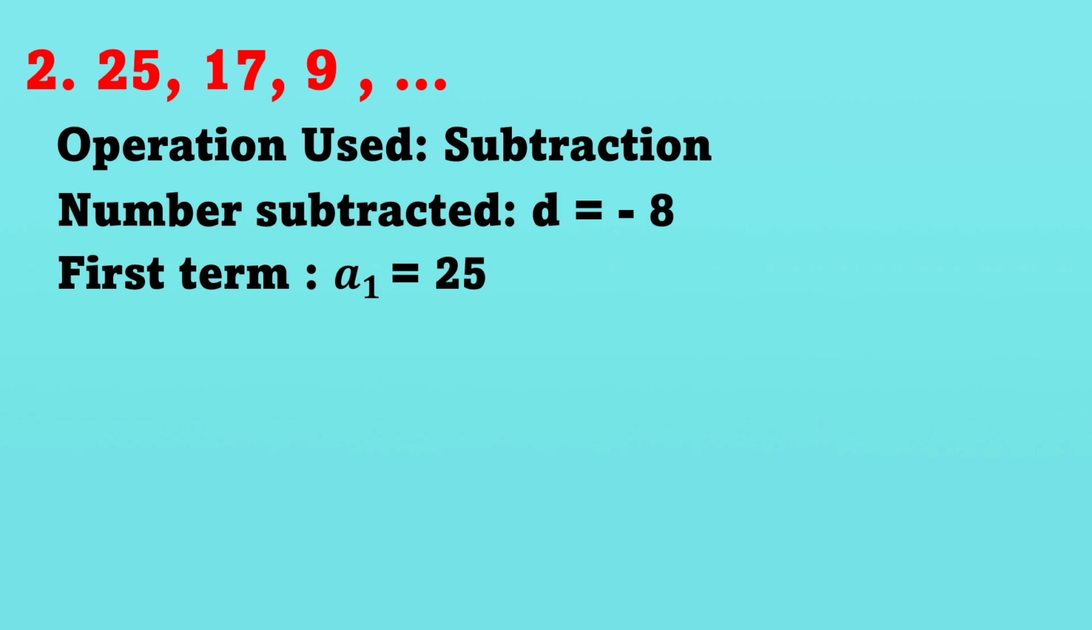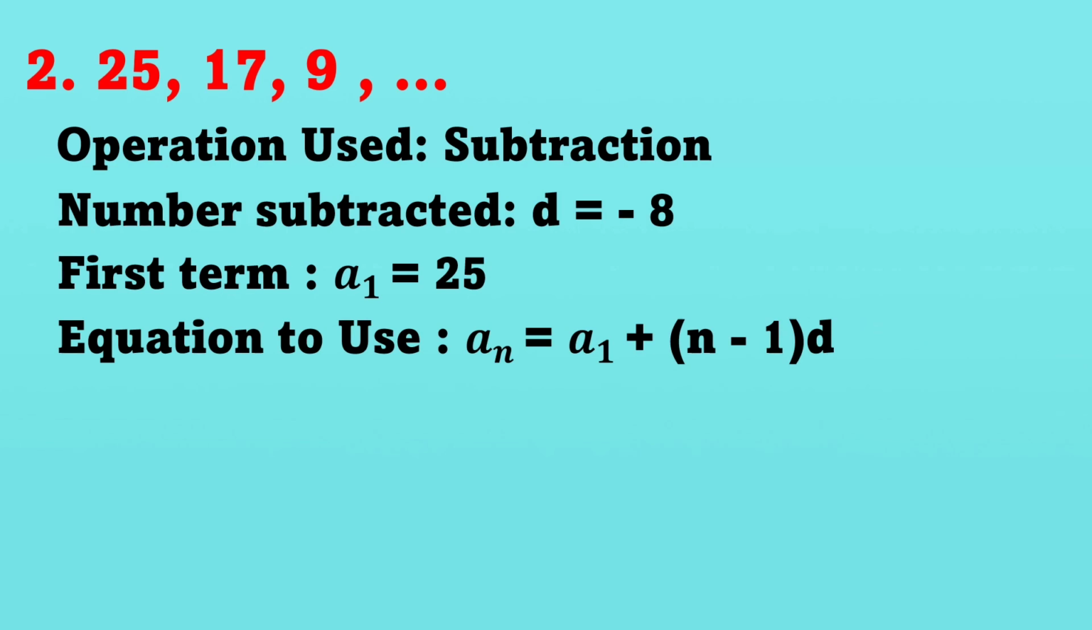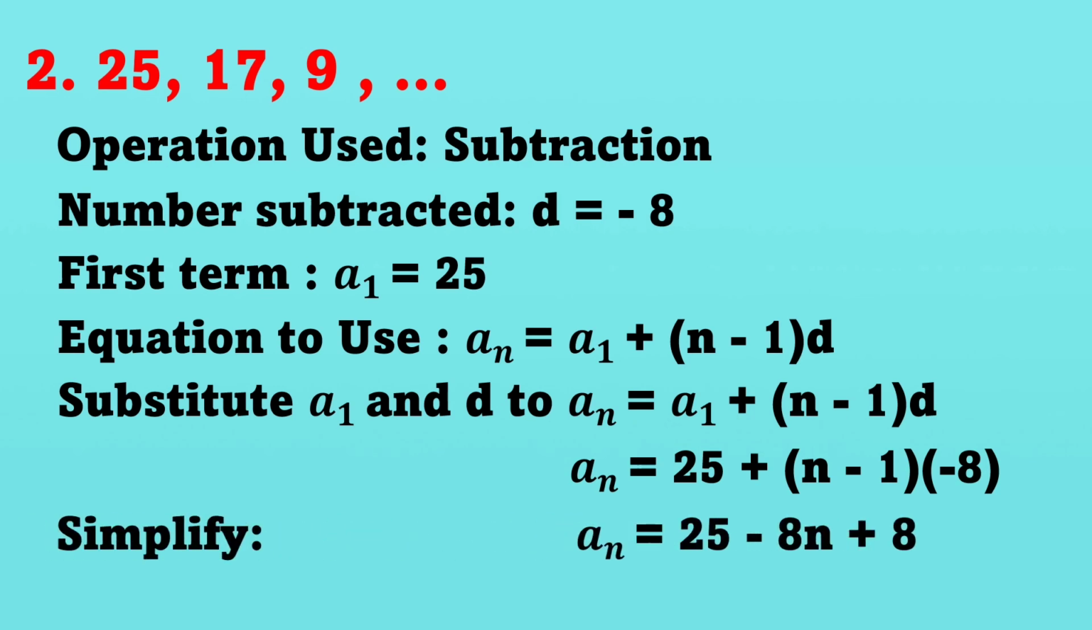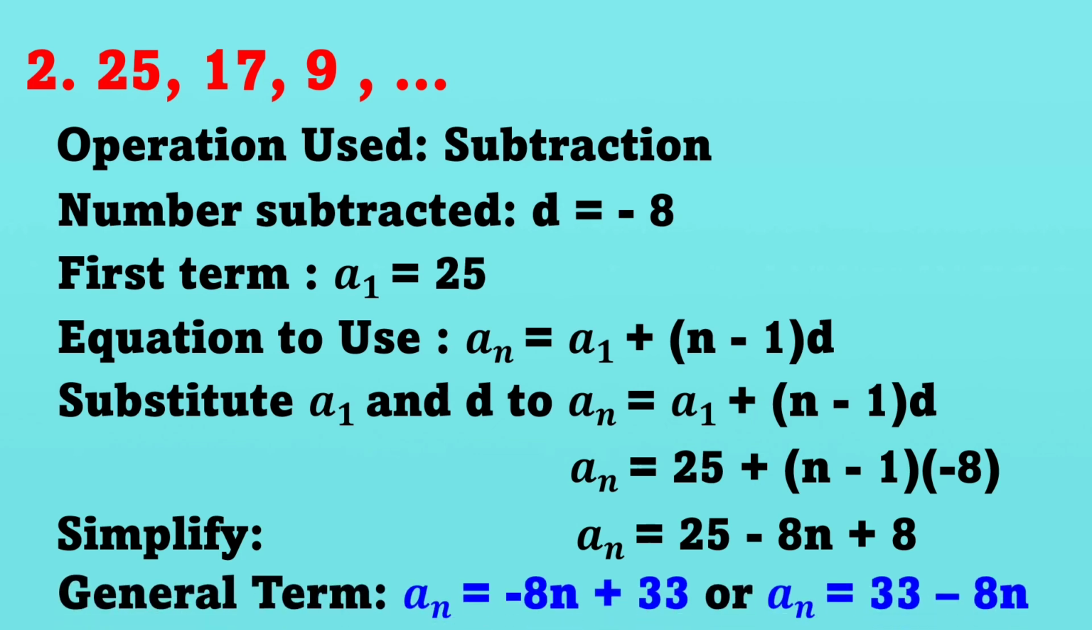Substitute a sub 1 and d to a sub n equals a sub 1 plus n minus 1 times d. So we have a sub n equals 25 plus n minus 1 times negative 8. Distribute negative 8 to your parentheses. A sub n equals 25 minus 8n plus 8. Therefore, the general term is a sub n equals negative 8n plus 33, or a sub n equals 33 minus 8n. Here is the third one.